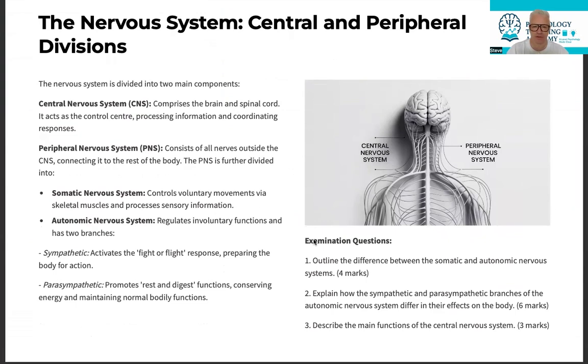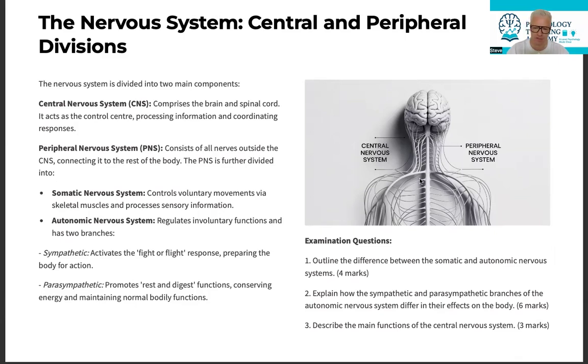So when they talk about the nervous system, the central nervous system is the brainstem and spinal cord, running all the way down your spine, up to your brainstem. So this is the kind of control center, processes information and coordinates responses. Going out from the central nervous system like a kind of web everywhere else is the peripheral nervous system. And this connects it to the rest of the body.